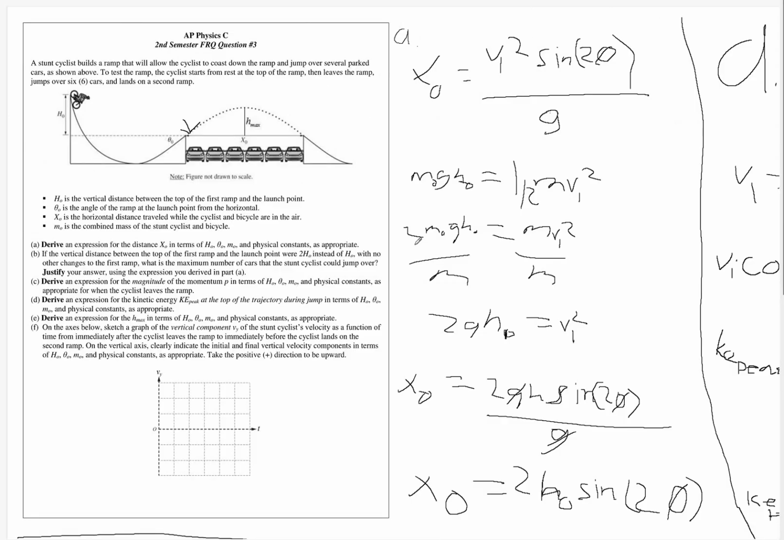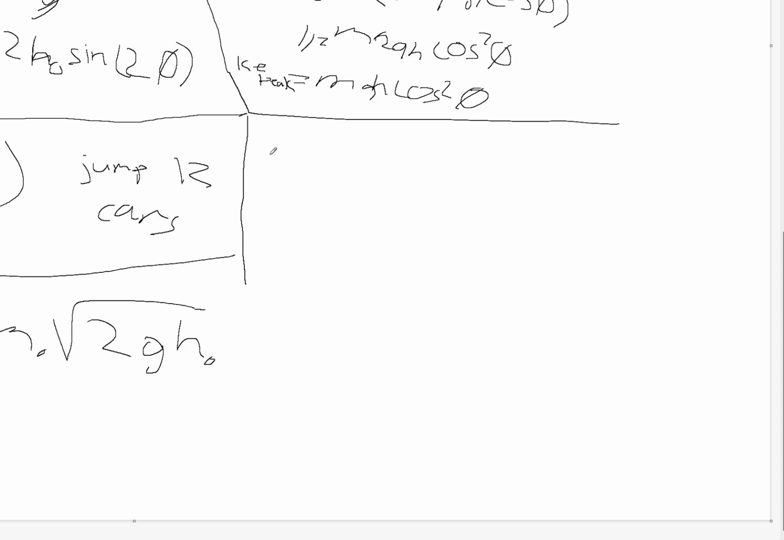Alright, part E, derive an expression for h max in terms of h, theta, and m, physical constraints as appropriate. Alright, h max is the distance from the peak to the ground. And we can use a displacement formula for this. So h max is just the y distance, the distance in the y direction from the peak to the ground. So we can use the kinematic formula for this, and h max is just delta y.